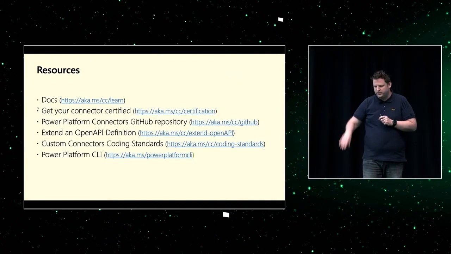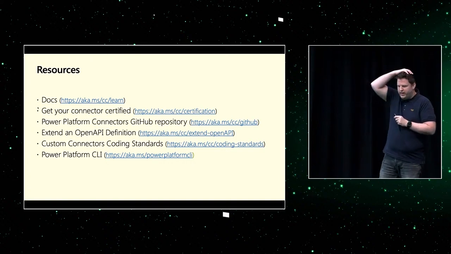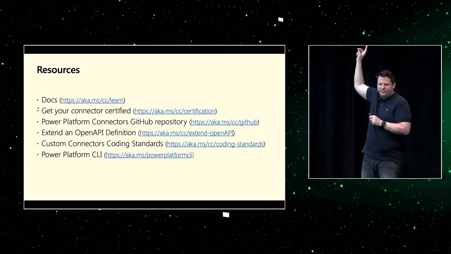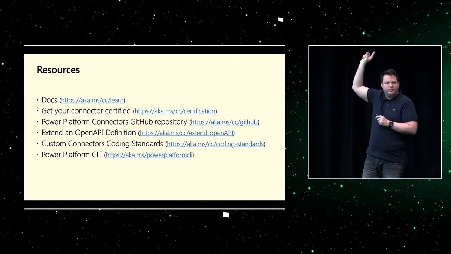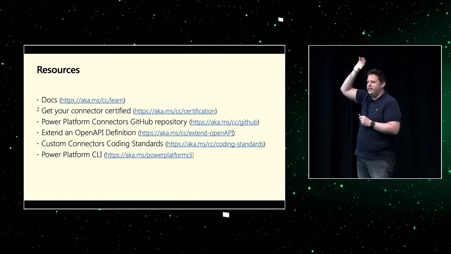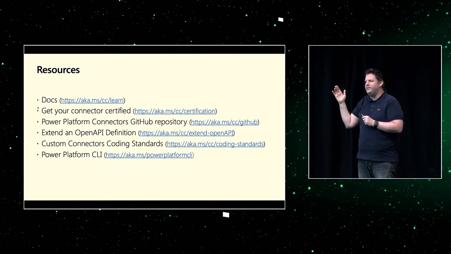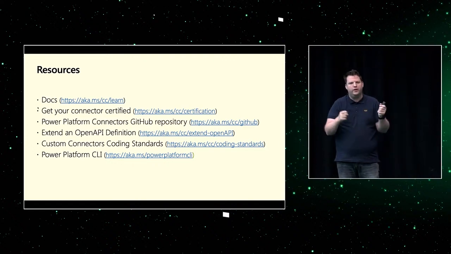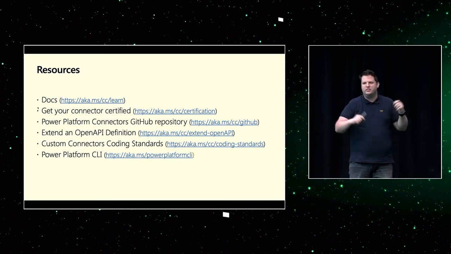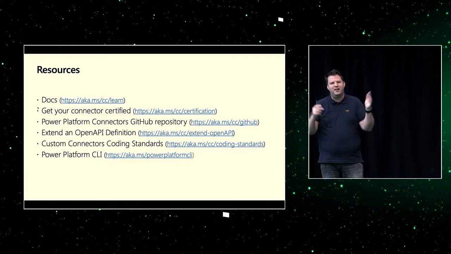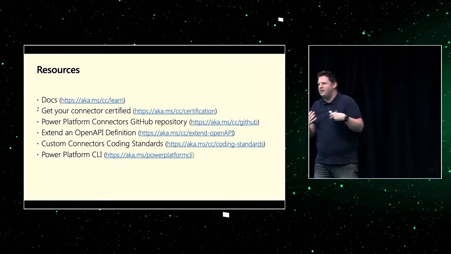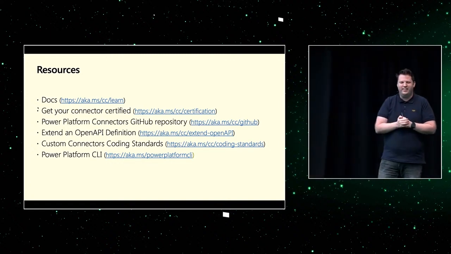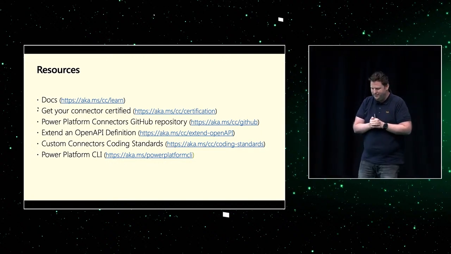Resources, I have a bunch of resources here for the docs and how to get it certified. I also added a Power Platform Connectors GitHub repository. And that's a repository that shows you all the connectors that are already there. So if you want to learn more about how certain connectors work, you can just copy and paste because nobody wants to do the same thing all the time. I'm kind of a lazy developer, so I kind of like to get stuff from other experiences as well.